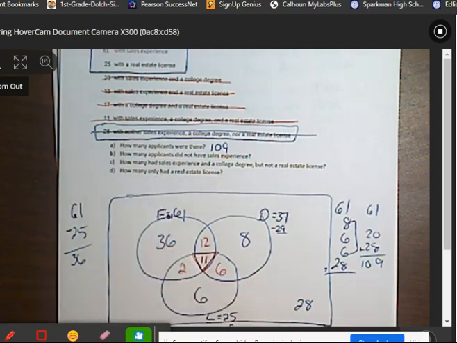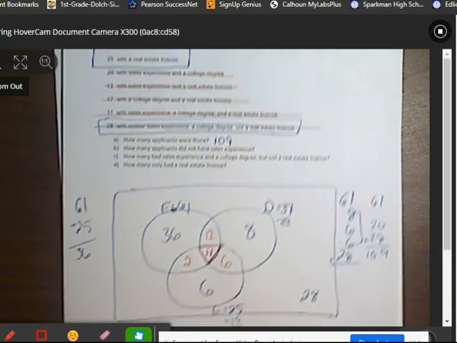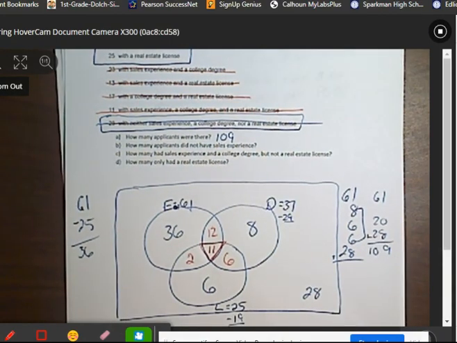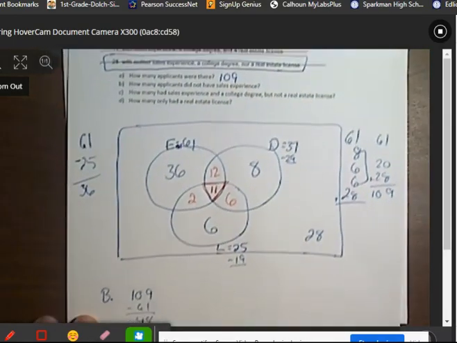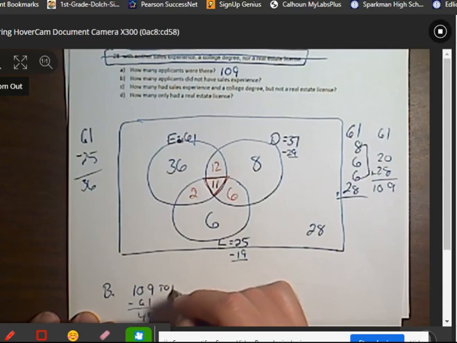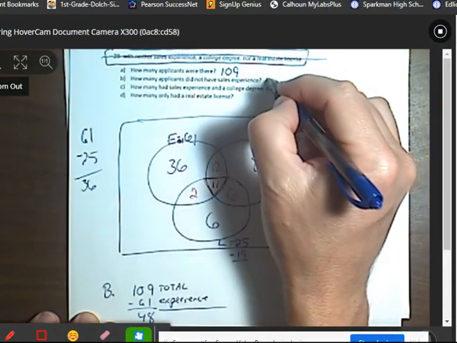Part B, again, it's hard to read on that one, so hopefully you can pull up that copy. Part B says, how many applicants did not have sales experience? So if you had 109 total, there were 61 that had sales experience. So take out the people that had the experience, so that would leave you with 48. So once you've got the total for that kind of question, it gets pretty easy. So for part B, that one was 48.